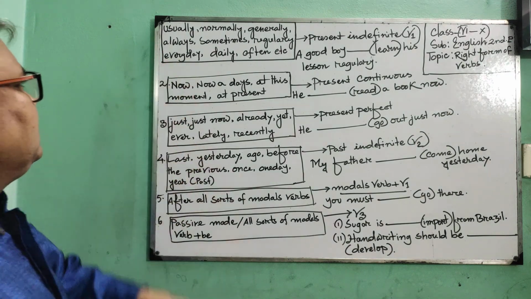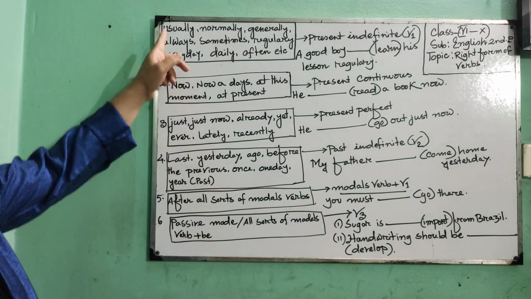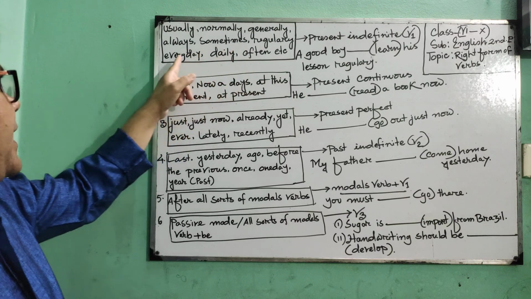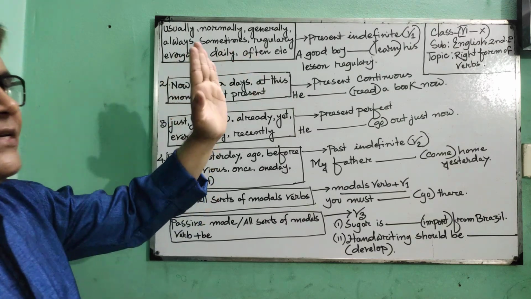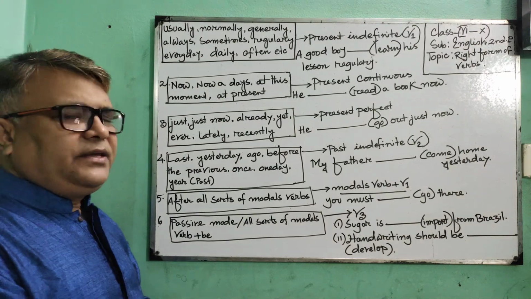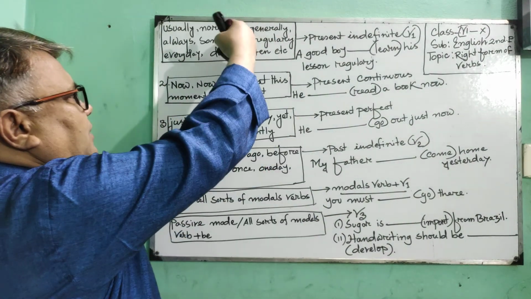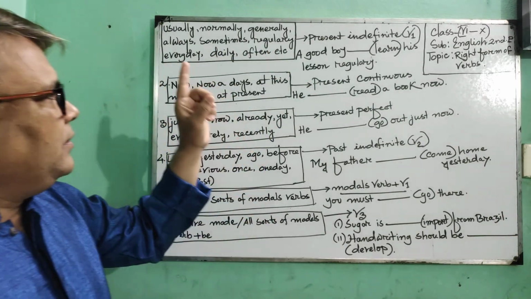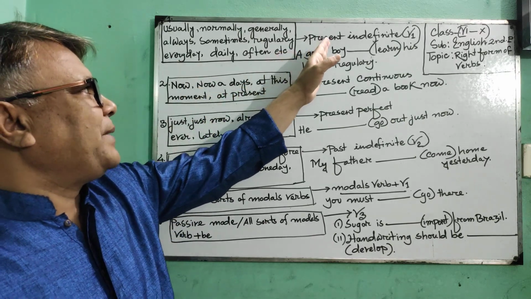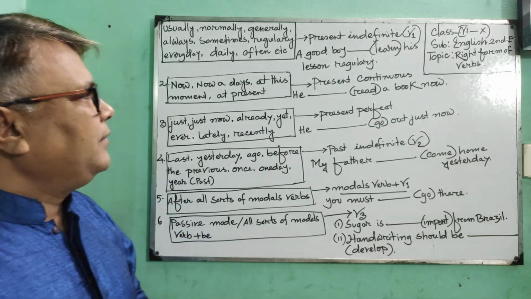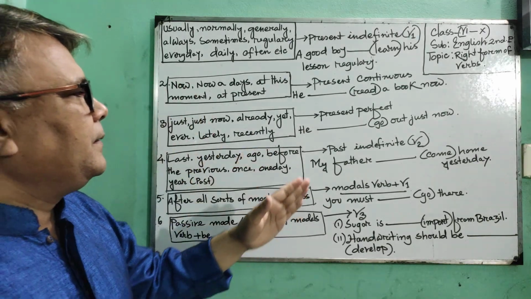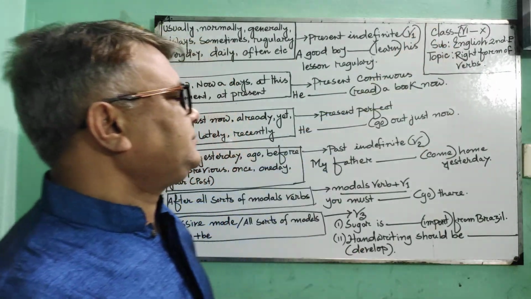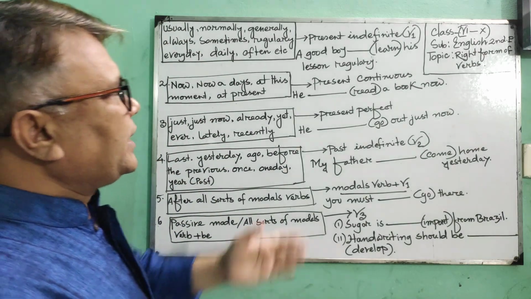Rule number 1. You can see usually, normally, generally, always, sometimes, regularly, every day, daily, often, etc. Dear learners, if you find all sorts of adverb in any sentence, of course, it should be present indefinite tense, and verb should be present form, that is V1.